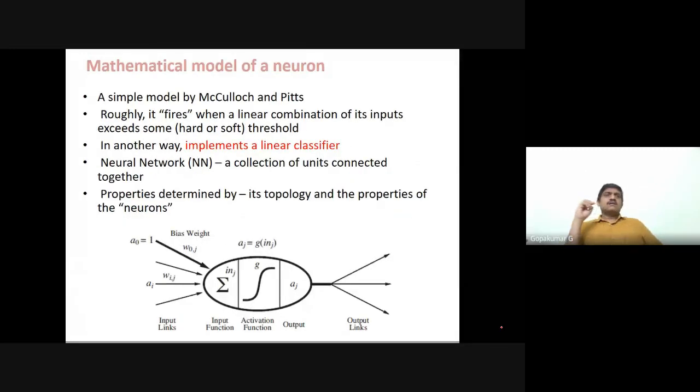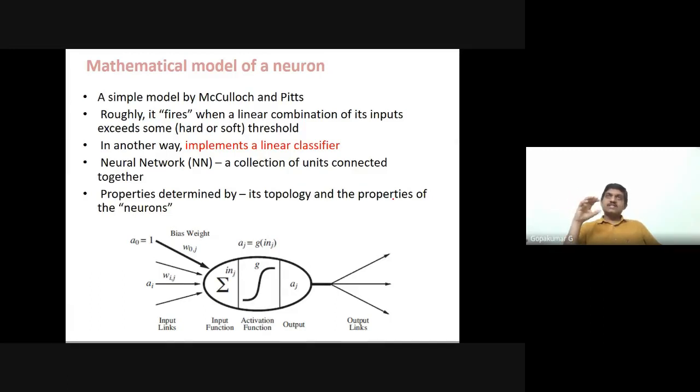Now, this is how a single neuron is mathematically modeled by McCulloch and Pitts. They produced maybe the first mathematical model, and a very well accepted one. Each neuron fires, that's the terminology, when a linear combination of its input exceeds some threshold value. That is a mathematical way of representing the working of a neuron.